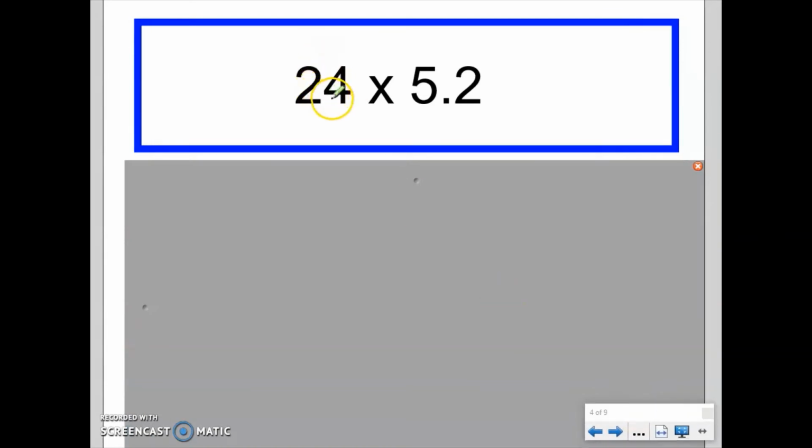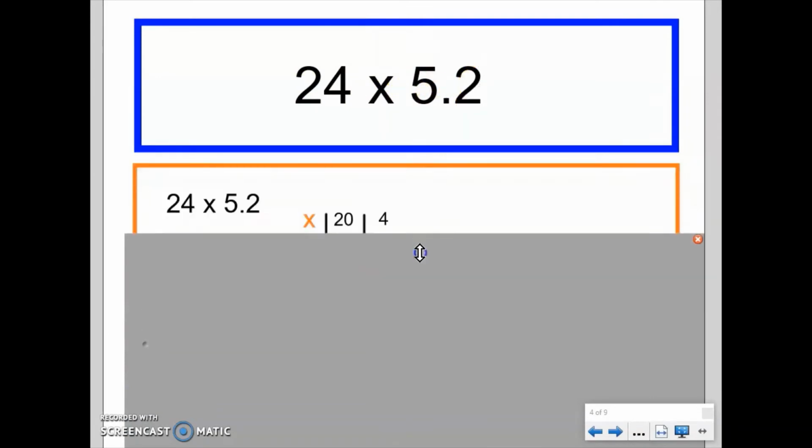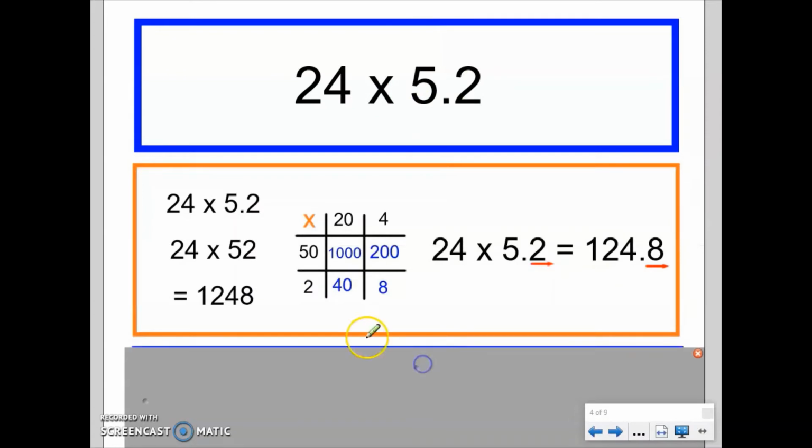In this example, we've got an integer, 24, and we're multiplying it by 5.2. Here's my working out. Looks like this. 24 times 5.2, I'm going to remove this decimal, ignore this decimal, so I'm left with 24 times 52. I work out my multiplication using grid multiplication or long multiplication, a method that you're comfortable with, and I find out that the answer to this multiplication is 1,248.